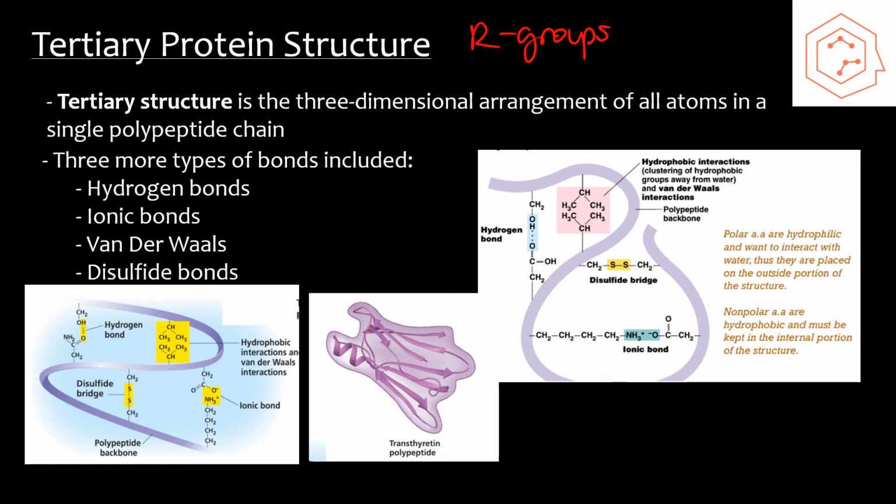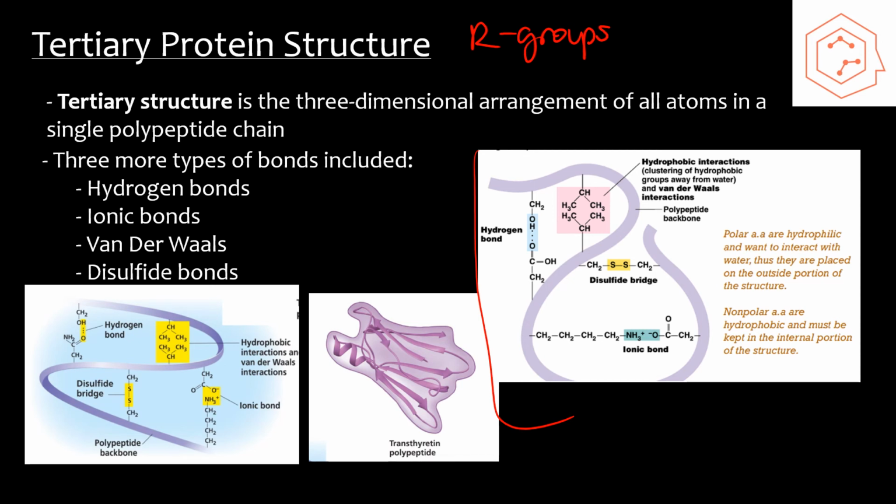So let's look at this diagram over here. So R groups with like charges repel one another, whereas those with opposite charges can form an ionic bond. Similarly, polar R groups form hydrogen bonds and other dipole-dipole interactions. But it's also important to note that the tertiary structure includes hydrophobic interactions too, in which amino acids with nonpolar hydrophobic R groups will cluster together. They'll interact with each other and they'll be kept in the internal portion of the structure. Whereas hydrophilic polar amino acids are on the outside and they want to interact with the surrounding water molecules.